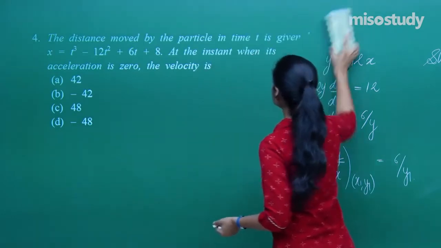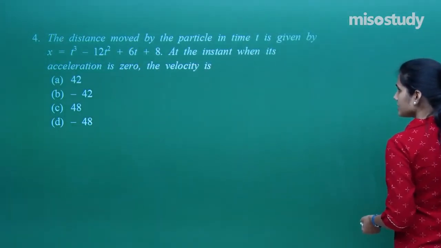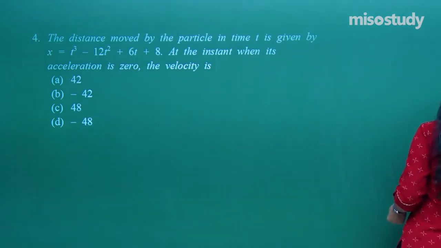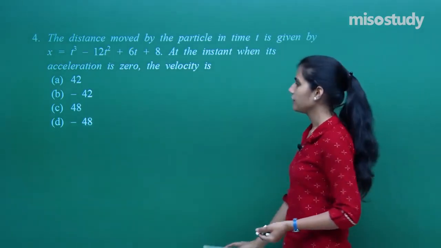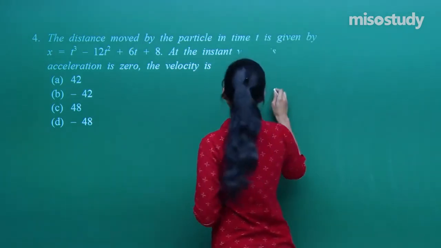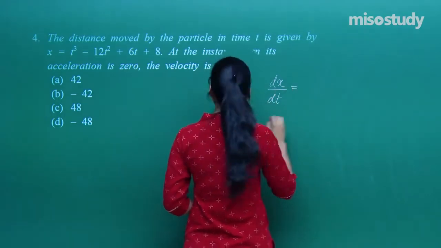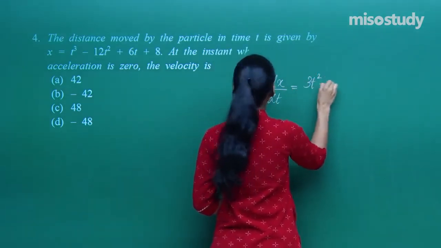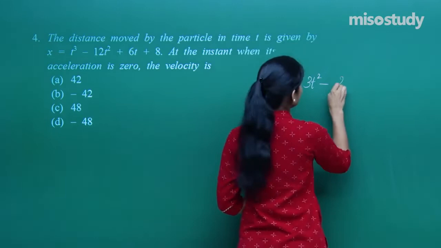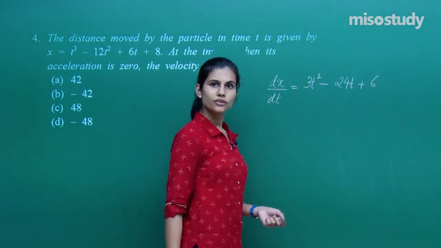Let's see. So distance moved by the particle in time t is given by this. At that instant, when the acceleration is 0, what is the velocity? Okay, so x is given to you as a function of t. What will be dx by dt? This is 3t square minus 24t plus 6. Right?